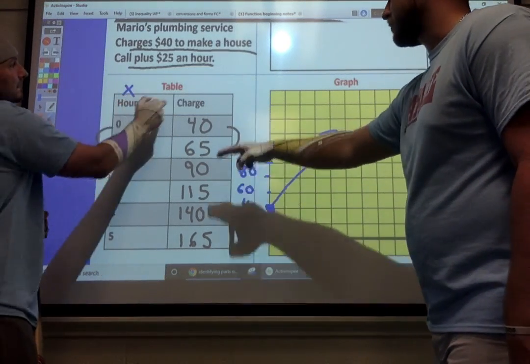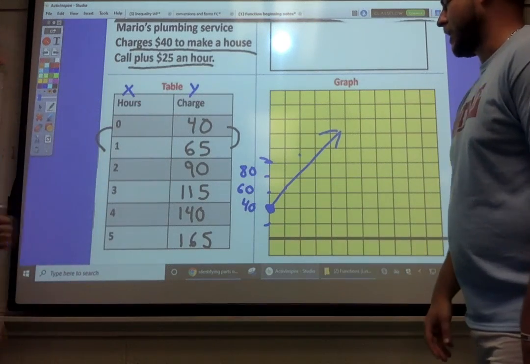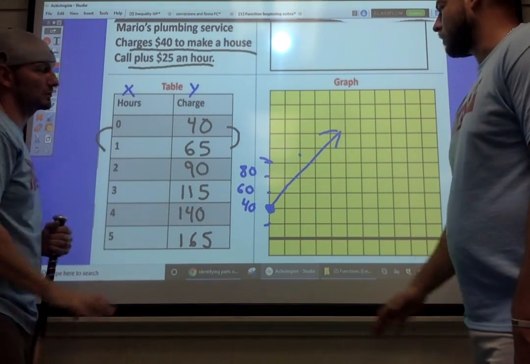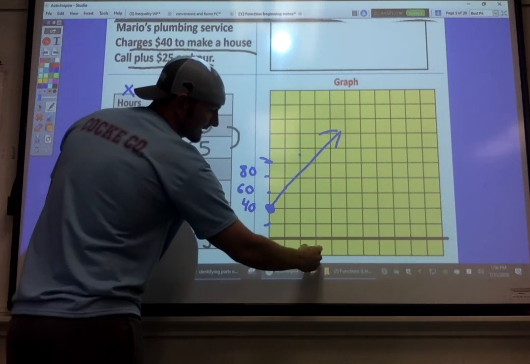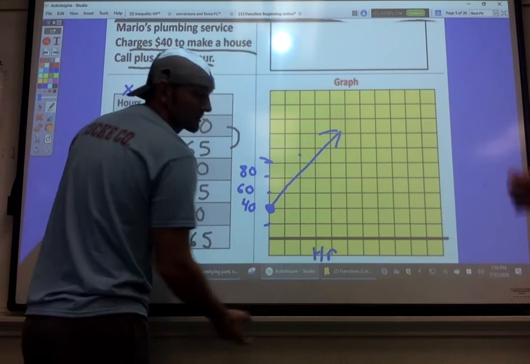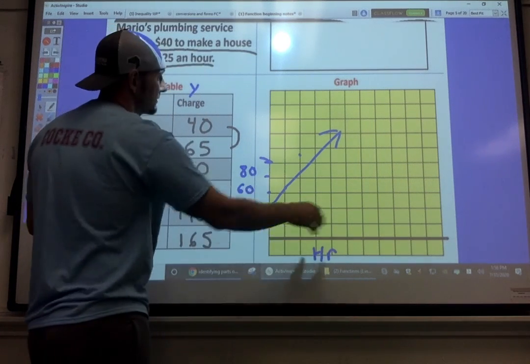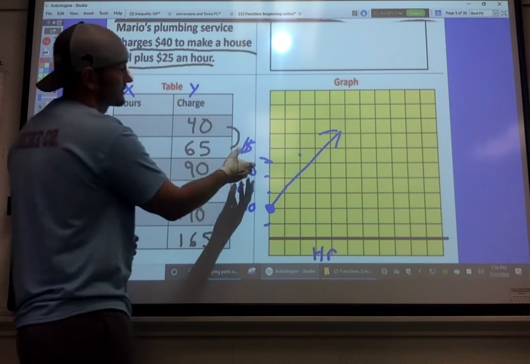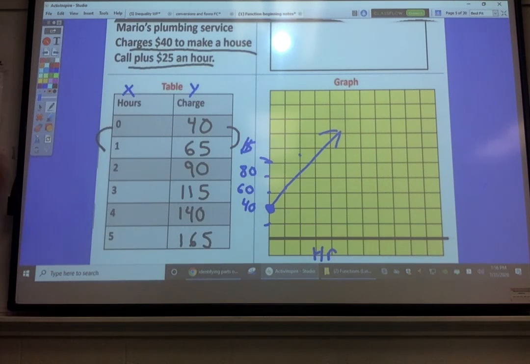You should at least get the gist of what the graph's going to look like. It's rising, and obviously it's all positive. We have our X and Y, and always make sure you practice labeling your axes. We ran out of room here because I'm confined to my board. So hours, and this over here is going to be your money, how much you're charging. Make sure you always label that.